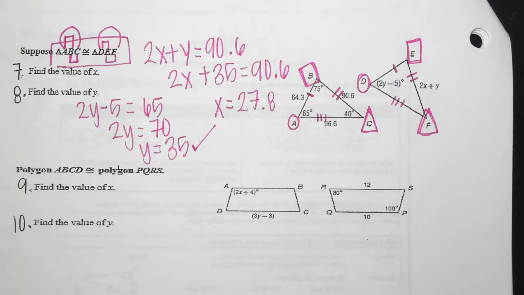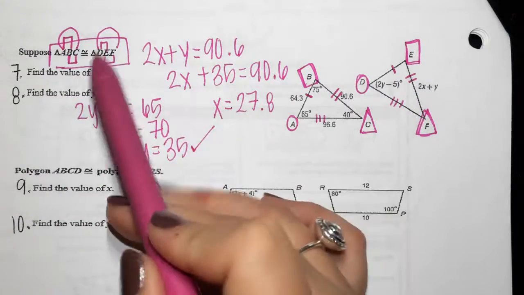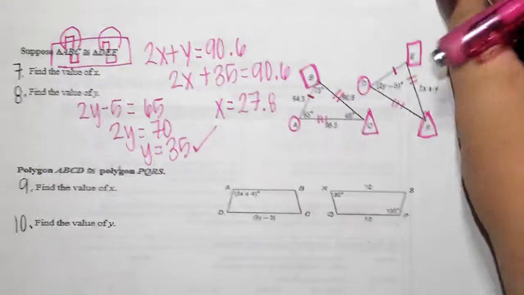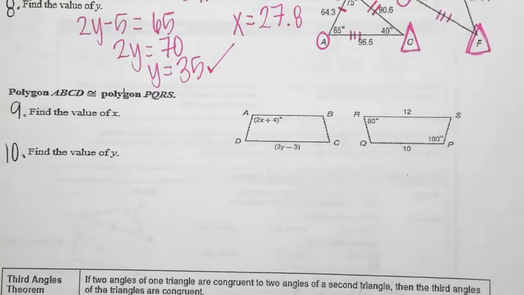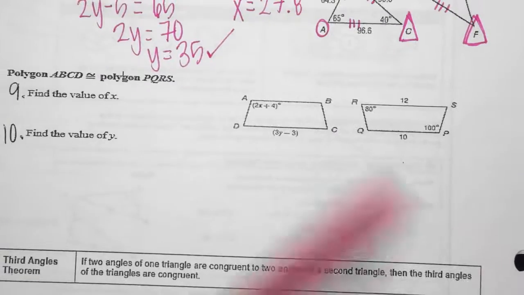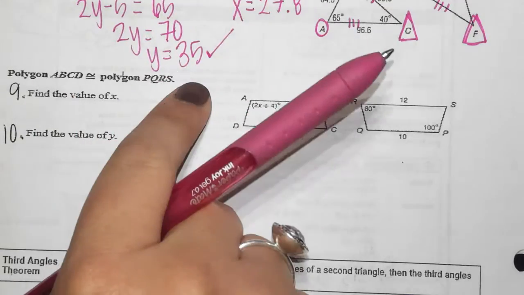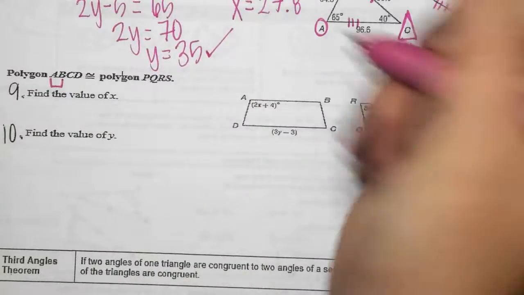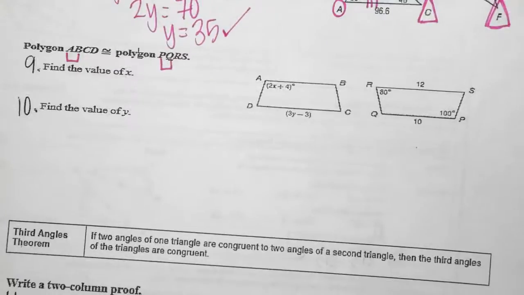Did y'all follow me? The most important part is making sure you know how to read this congruent statement. We're going to skip 9 and 10, because 9 and 10 are the same ones that are on your homework. So just know that it works the same way with a polygon of 4 sides. So AB is congruent to PQ. Okay, it works the same way.